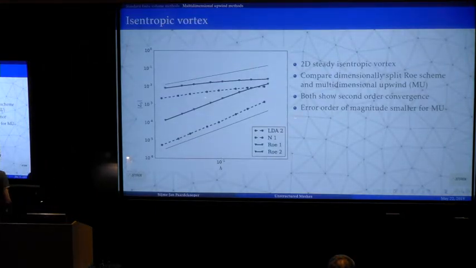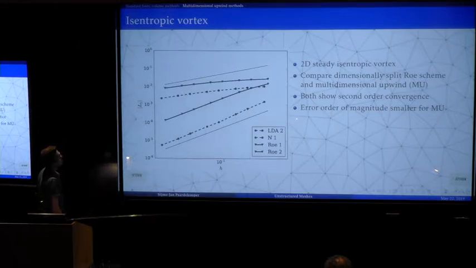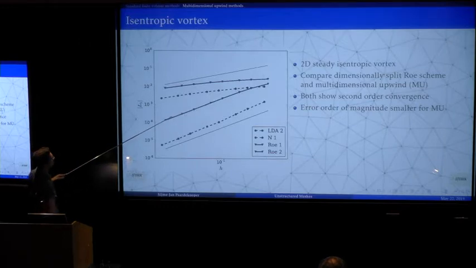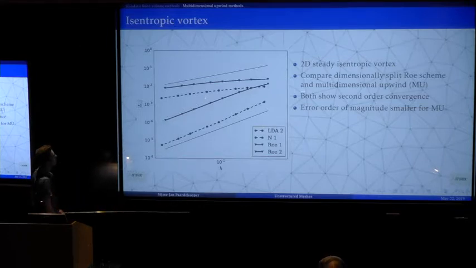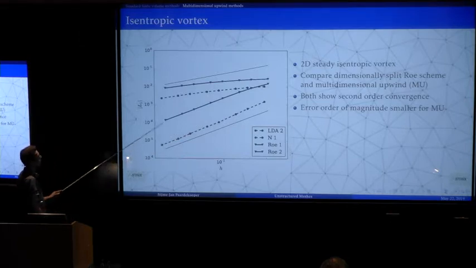The multidimensional integration really comes into its own when you consider, for example, the problem of a steady vortex. This shows the error as a function of grid size, and you can just focus on the solid line, the dimensionally split Roe scheme, which shows nice second-order convergence with mesh size. The multidimensional upwind method also shows second-order convergence, but the errors are an order of magnitude smaller, because it does the multidimensional integration, which is very good to have.